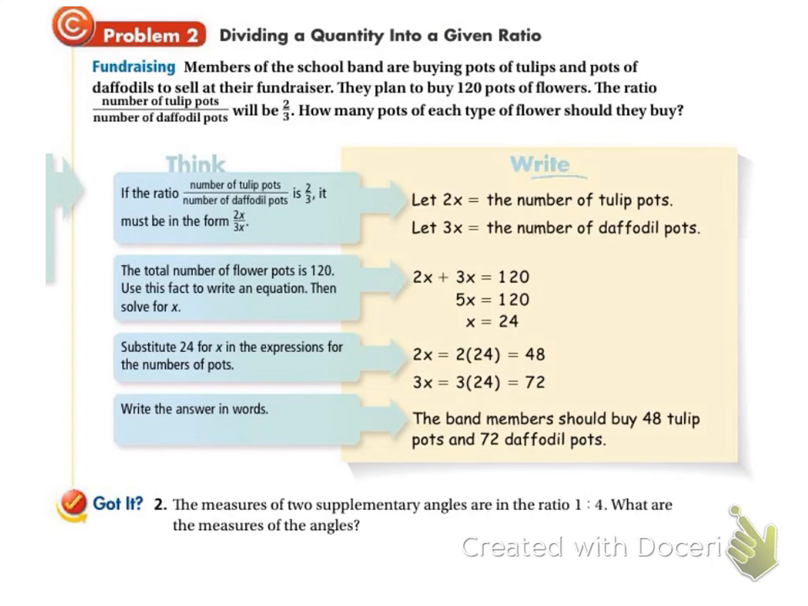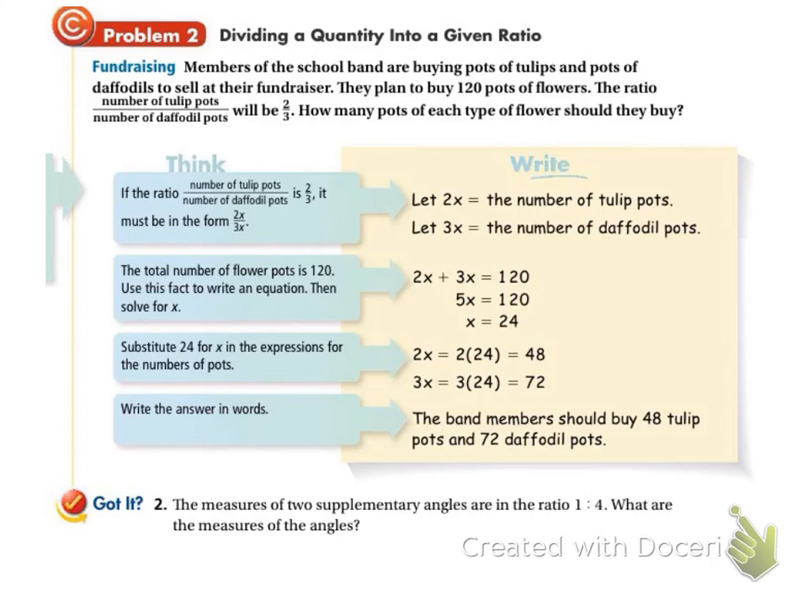Okay. So, members of the school band are buying pots of tulips and pots of daffodils to sell at their fundraiser. They plan to buy 120 pots of flowers. The ratio, with number of tulip pots on top and number of daffodil pots on the bottom, will be 2 to 3. How many pots of each type of flower should they buy?